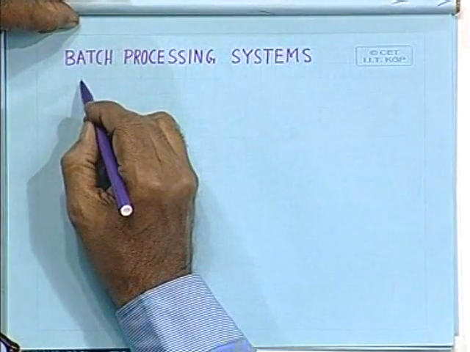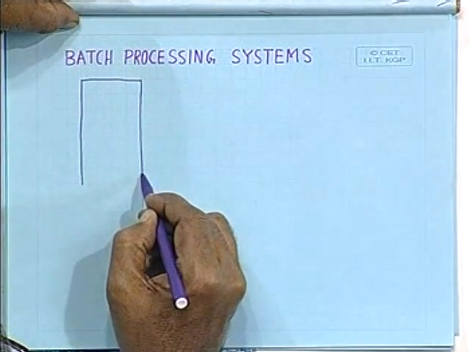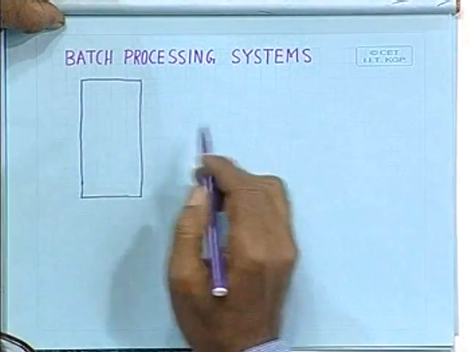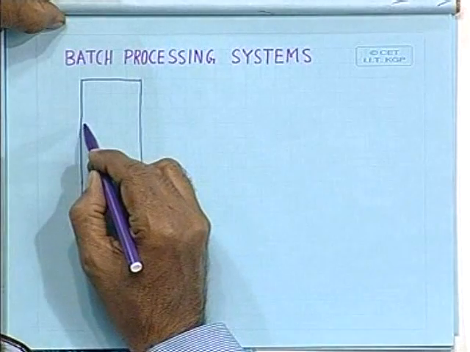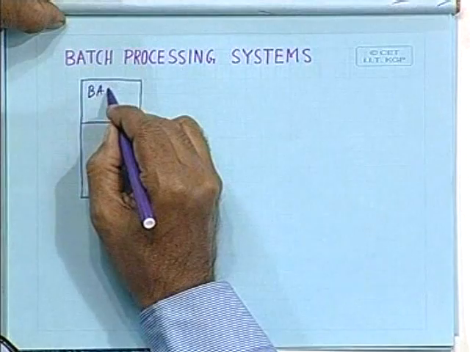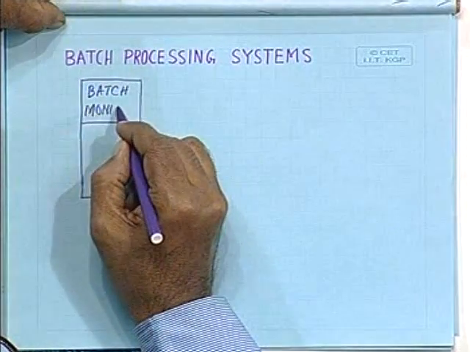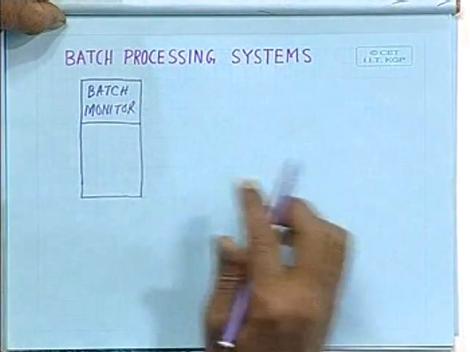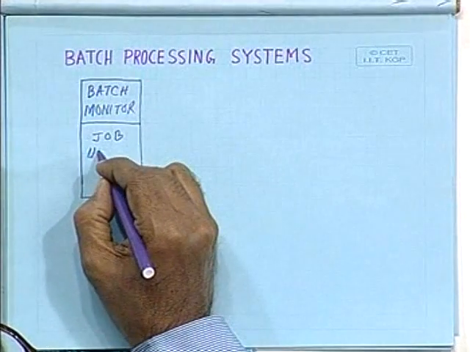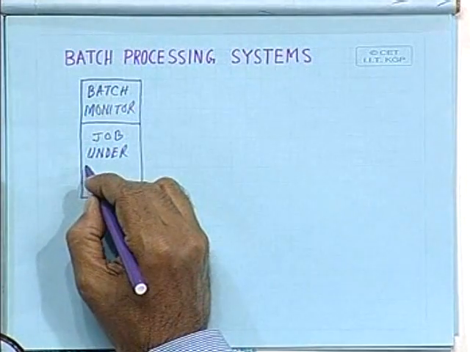The way it was done is like this. Suppose this is the memory, the main memory of the computer. As you know, to execute a program, it is essential to load it in the main memory. So you have your batch monitor, that is your operating system, and one of the jobs which is under execution is loaded in the main memory.